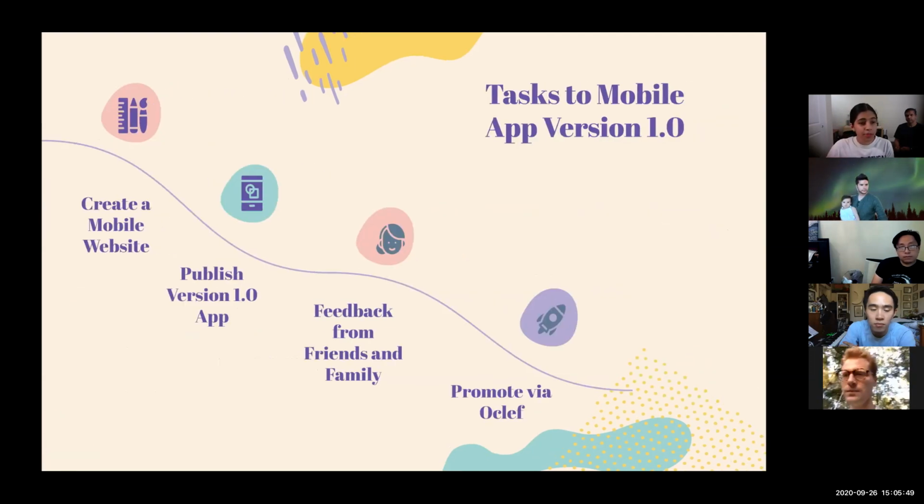Next, I'm going to have to create a mobile website, so that'll be really useful in promoting the app, and outlining the privacy policy, because that's required. Then after that, I'm going to publish the app, so version 1.0. So it's not going to be perfect, it's not going to be the best, but it'll be out there. And shortly after, I'll be getting feedback from friends and family who are probably just going to test out the app, see how it is, and give me feedback on it. And then lastly, I'll be promoting it through Oclef.